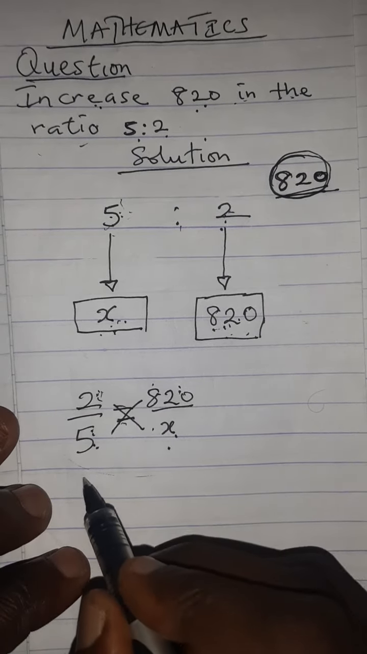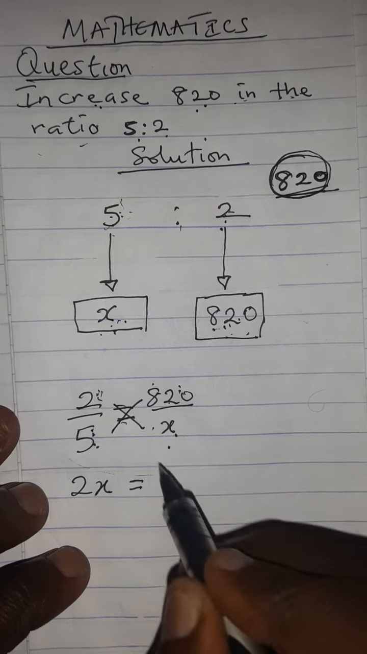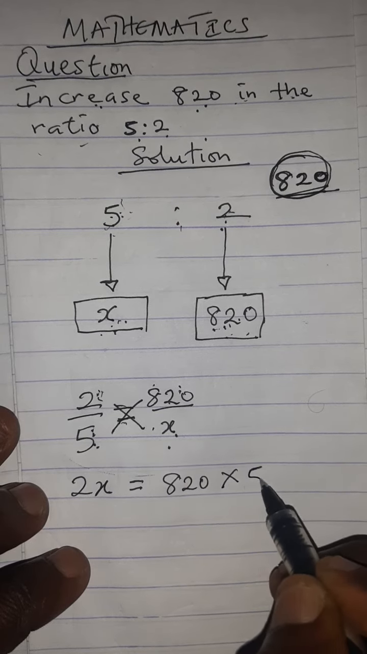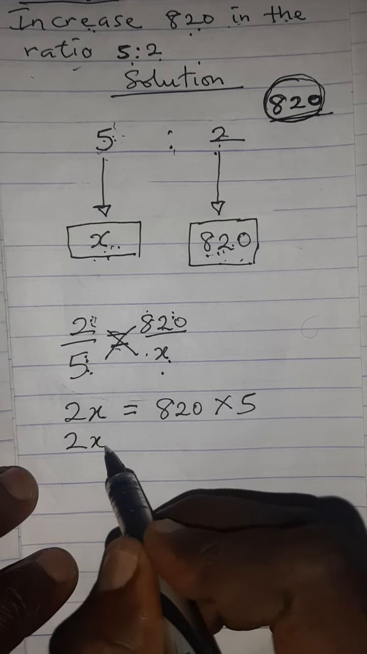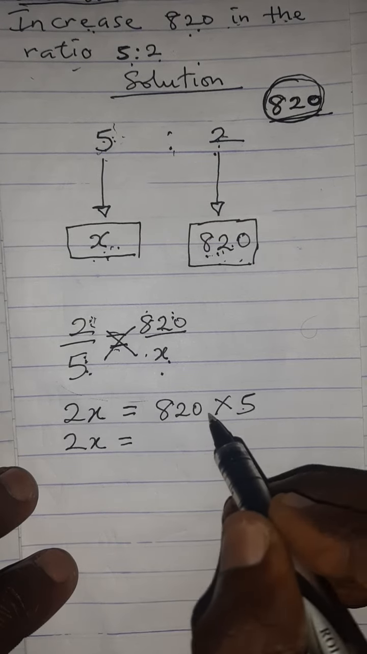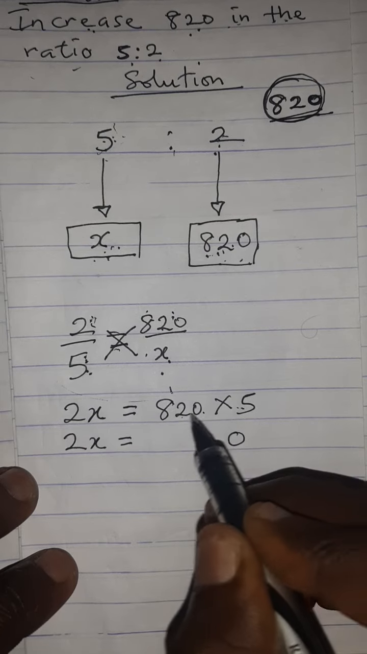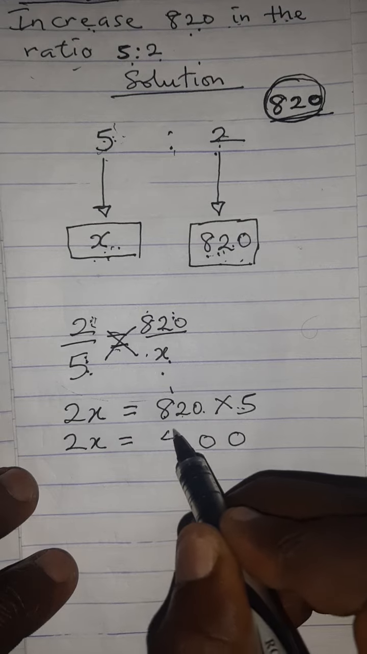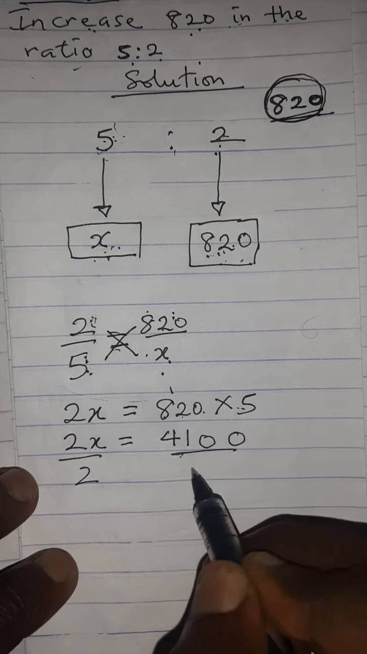So 2 times x is 2x equals 820 times 5. So we have 2x equals, let's multiply, 5 times 0 is 0. 5 times 2 is 10, write 0 carry 1. 5 times 8 is 40 plus that 1 I carried is 41. I can now divide both sides by 2. Divide both sides by 2.